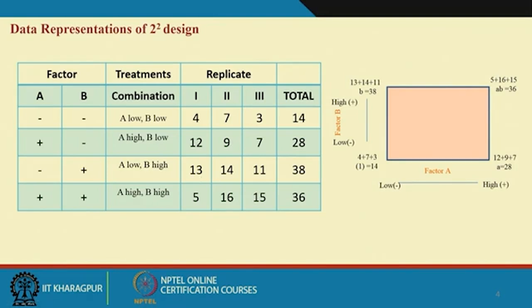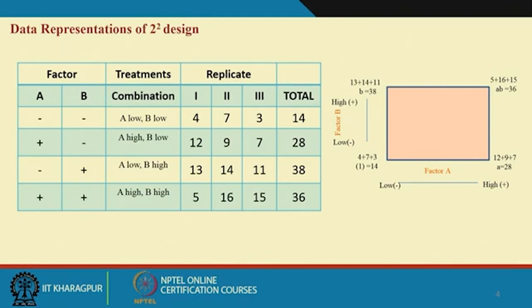Okay. So, what happened here then? You have 3 runs in each treatment setting. So, we want to first know what the total is here. This total will be 4 plus 7 plus 3, 14 here when low low. Similarly, at this point it is 28, at this setting 38, and at this setting 36. These are known as totals. These totals are given a special notation in the 2 to the power k factorial design. The reason is it helps us in defining many things, also in computing the effect as well as the sum of squares.